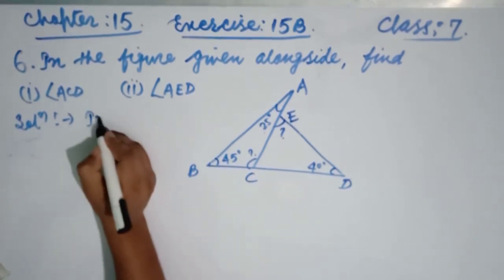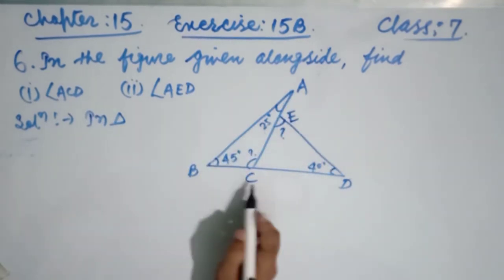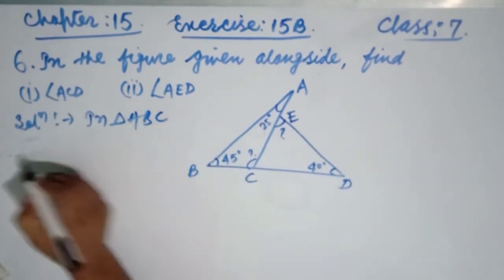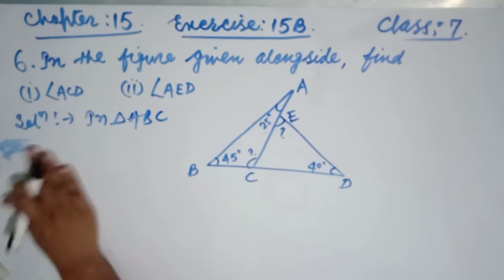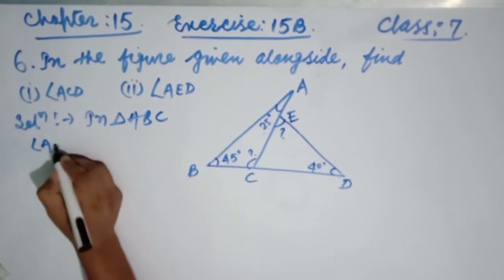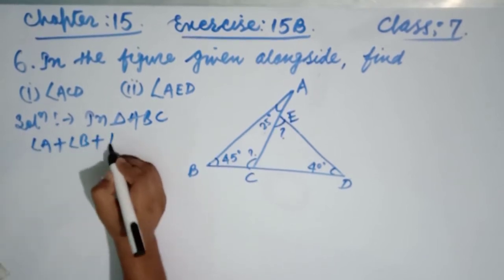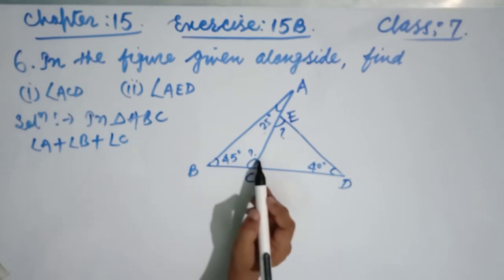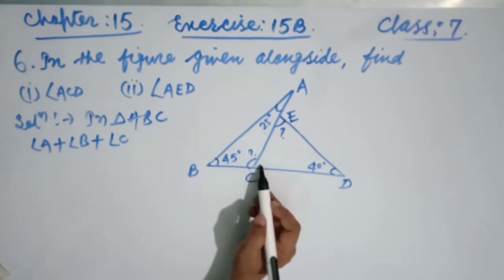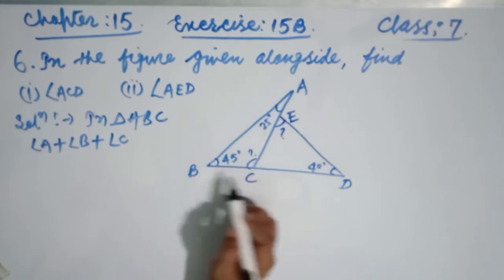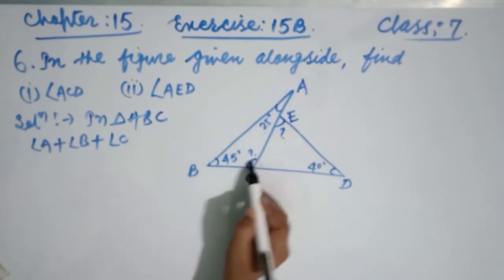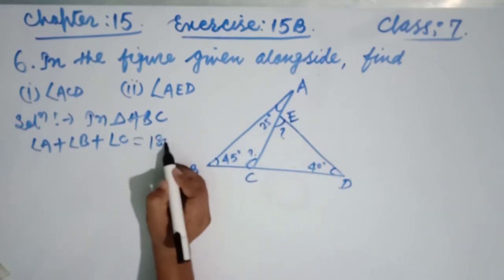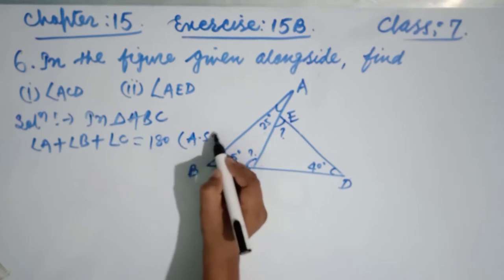Look at this, friends. First, in a triangle. Now friends, in triangle ABC, angle A plus angle B plus angle C. We are talking about the triangle. This is also angle C, but not in triangle ABC, friends. I am talking about angle C in triangle ABC, meaning this angle. Okay. Now this becomes 180 degree. Reason, friends, this is the angle sum property.